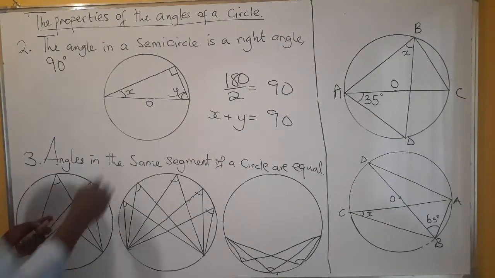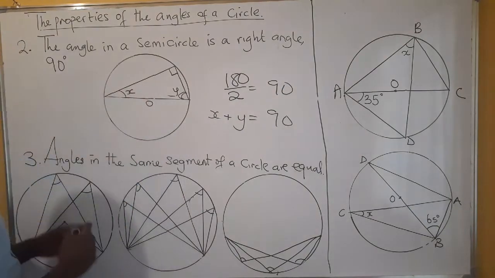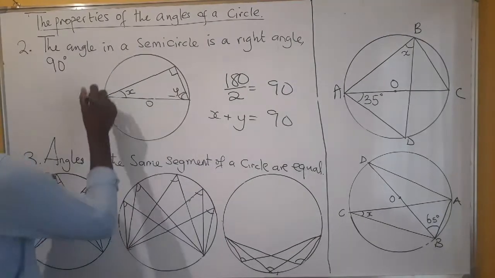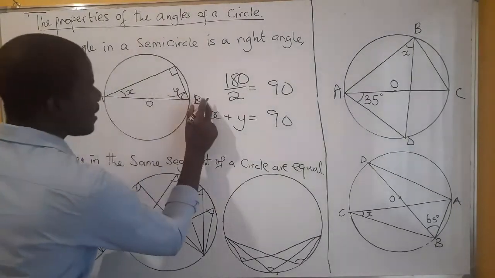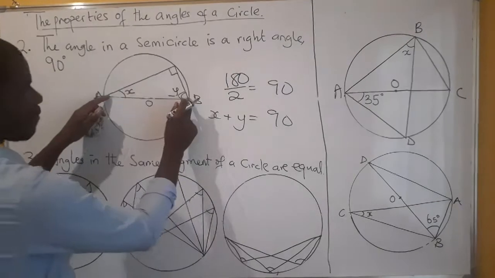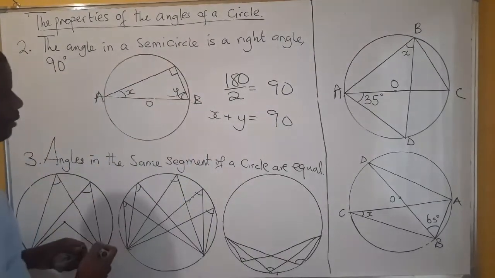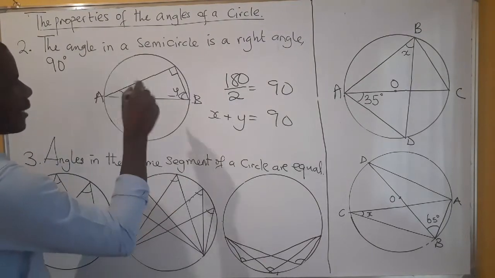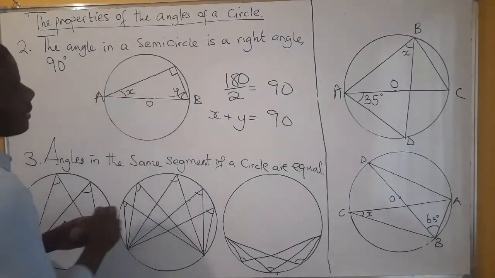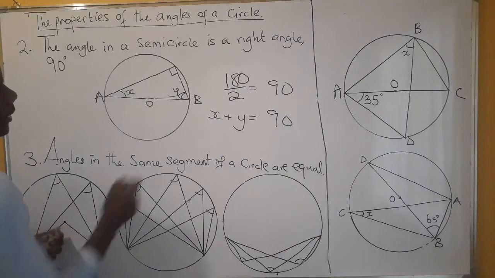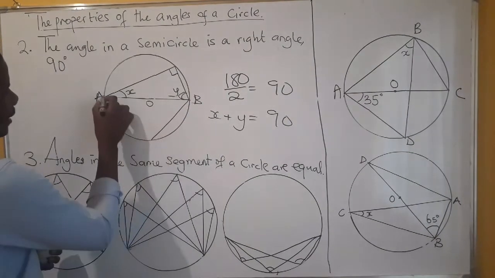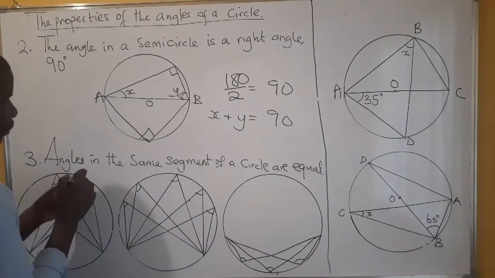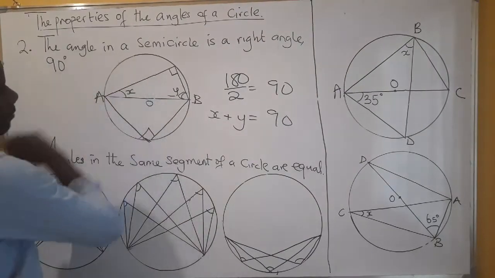It's important that we get to know this concept. Once you have a diameter, if they tell you this line AB is a diameter, then check for any angle that has been formed in the semicircle and get to know that that angle is 90 degrees. Like I already said, it can be this side. As long as it is in the semicircle, this angle is 90. So please let's get to know this concept.